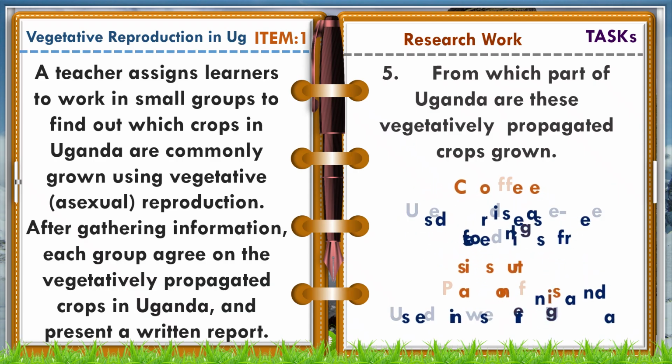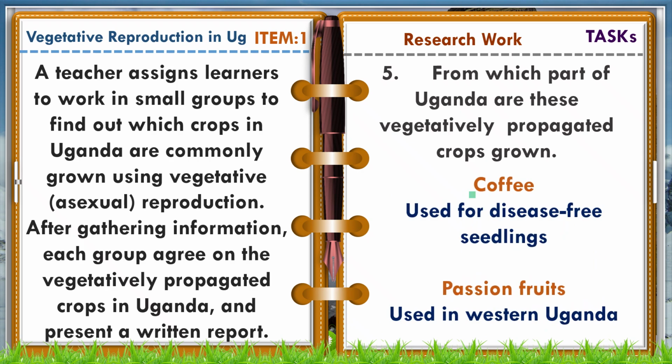When it comes to coffee, coffee is also grown in different areas, provided the seedlings are disease-free. If you provide seedlings that are disease-free, they can grow in almost all parts of Uganda. And the passion fruits, these are grown mainly in the western part of Uganda, but they can also grow in many areas of Uganda.